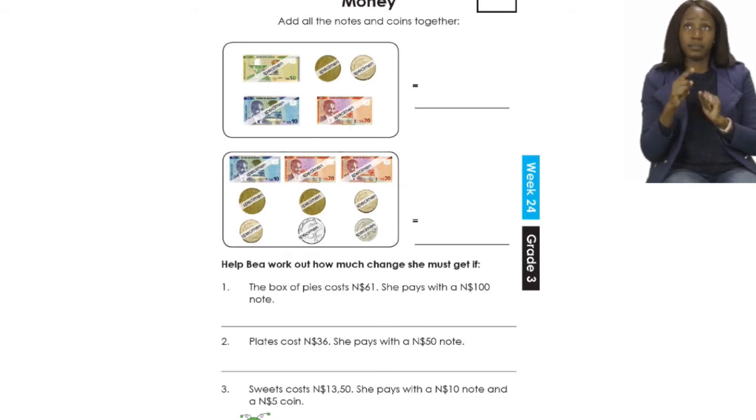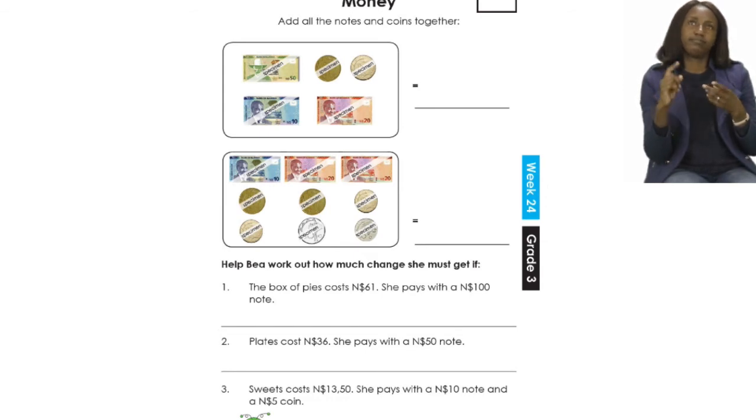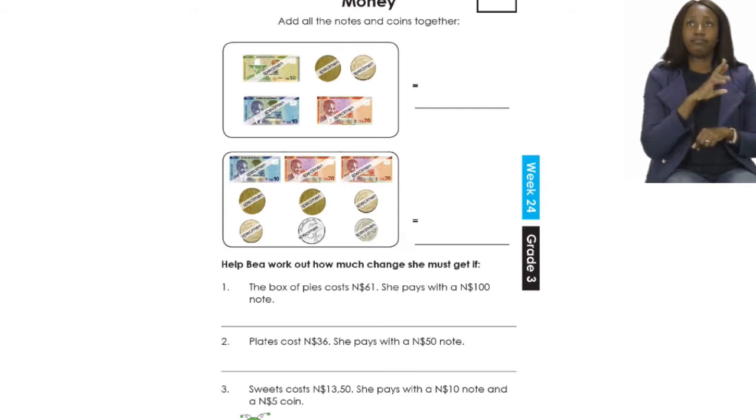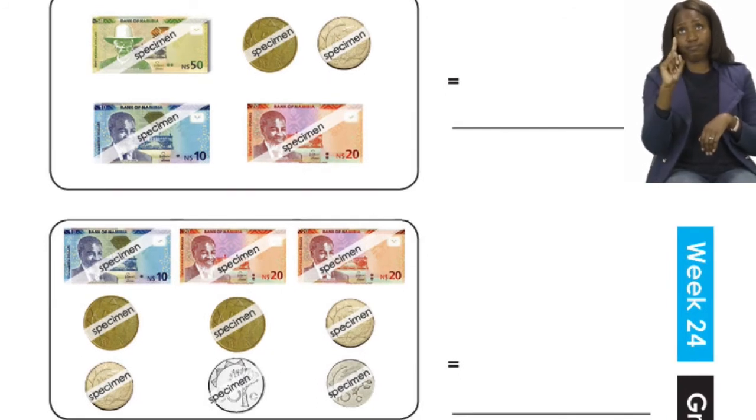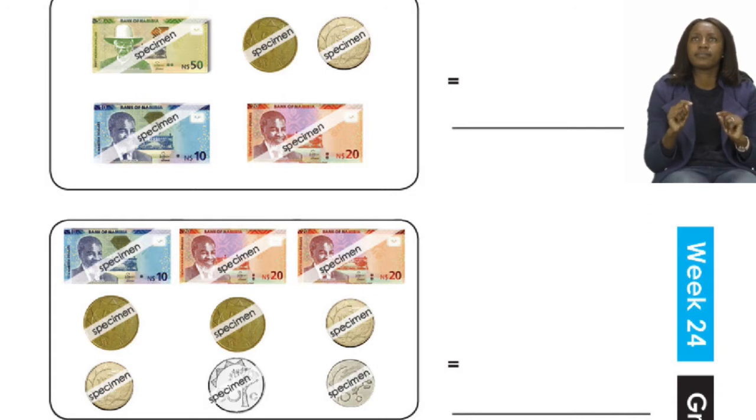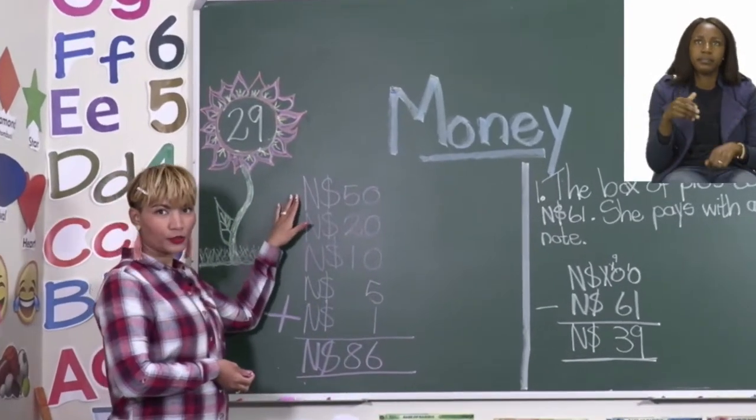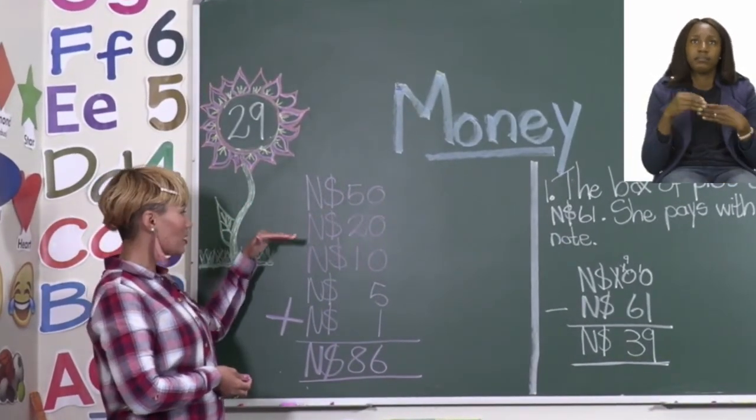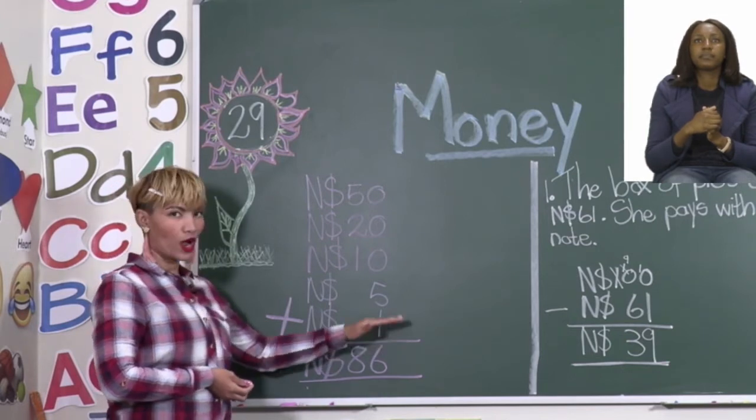I am going to do the first one with you. Now, let's quickly have a look at the picture. What notes and coins do you see there? I see a $50 note, a $10 note, a $20 note, one $5 coin, and one $1 coin. Okay, now I have only written down the values on the board for you. So let's quickly look at the values and add them all together. So we said there is a $50 note, a 20 Namibian dollar note, a 10 Namibian dollar note, one $5 coin, and a $1 coin.